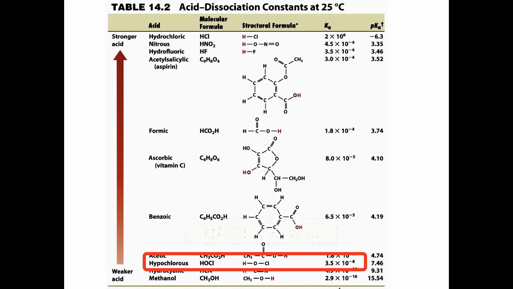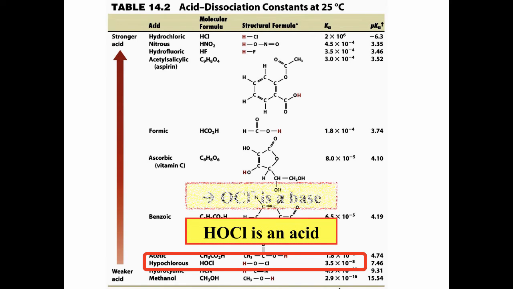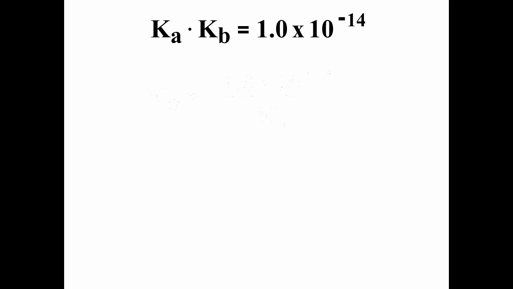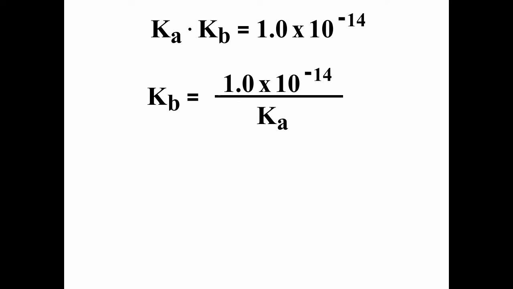And we note that HOCl is, of course, an acid. Its conjugate base is OCl minus, and OCl minus is part of NaOCl. The Na plus is a spectator ion, so the OCl minus is a base, and that's going to be what we use for our calculation. So K sub A times K sub B in general is 1.0 times 10 to the minus 14th.